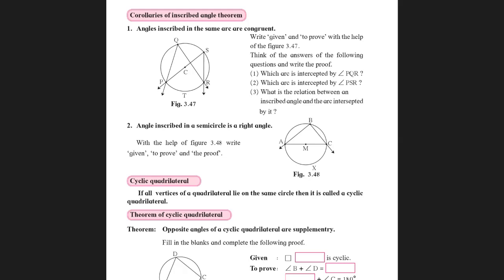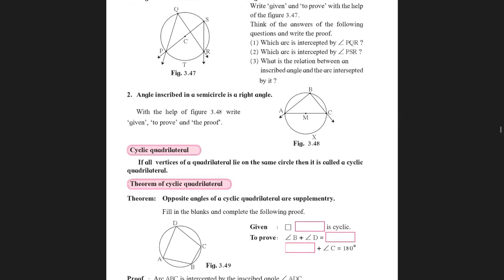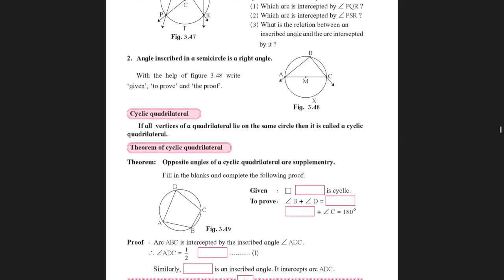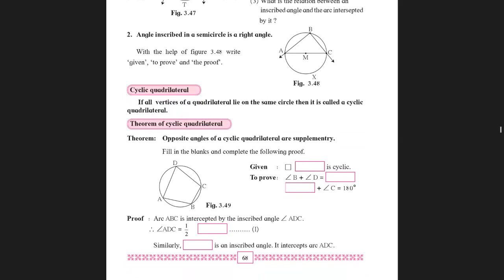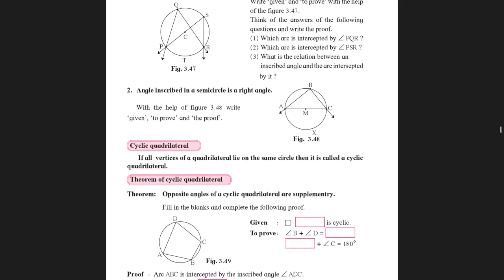Now the second corollary: angle inscribed in a semicircle is a right angle. So if you have AC to be the diameter, angle ABC will be a right angle. Now how is it a right angle? If I consider angle ABC, it is half of the measure of the arc AXC. What is AXC? It is a semicircle. So 180. So half of 180 is 90. So angle ABC is equal to 90 degrees. So the measure of an angle inscribed in a semicircle is always a right angle. So these are the two corollaries.